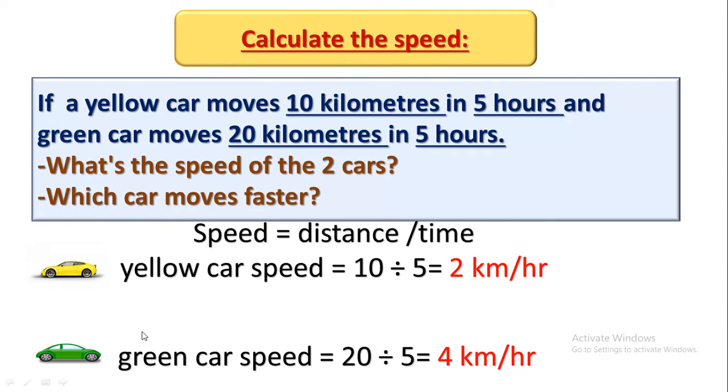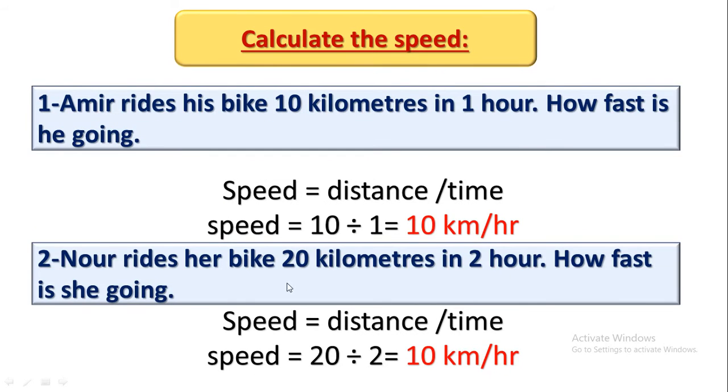What about the green car? The green car speed equals, what is the distance? 20 kilometers. And what is the time? 5 hours. So 20 divided by 5 equals 4 kilometers per hour. So the yellow car speed is 2 kilometers per hour and the green car speed is 4 kilometers per hour. Which one is faster? The green car. Excellent.